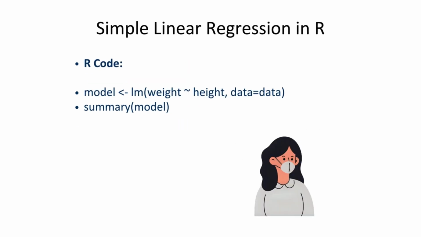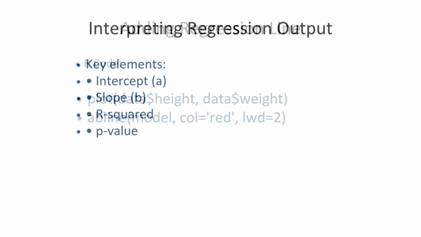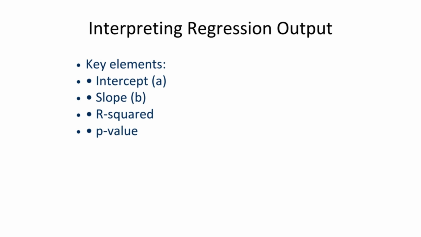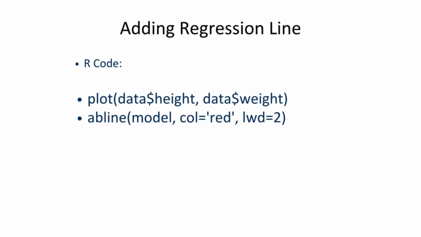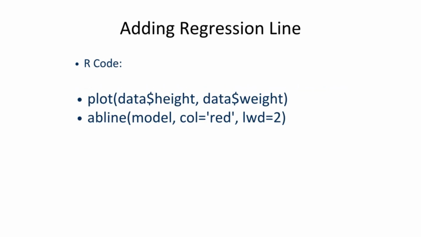From the regression output, we focus on 4 important elements: the intercept, slope, R-squared value, and p-value. R-squared explains how much of the variation in the dependent variable is explained by the independent variable. We can visualize the fitted regression line on our scatter plot using the abline function. This shows how well the model fits the observed data.